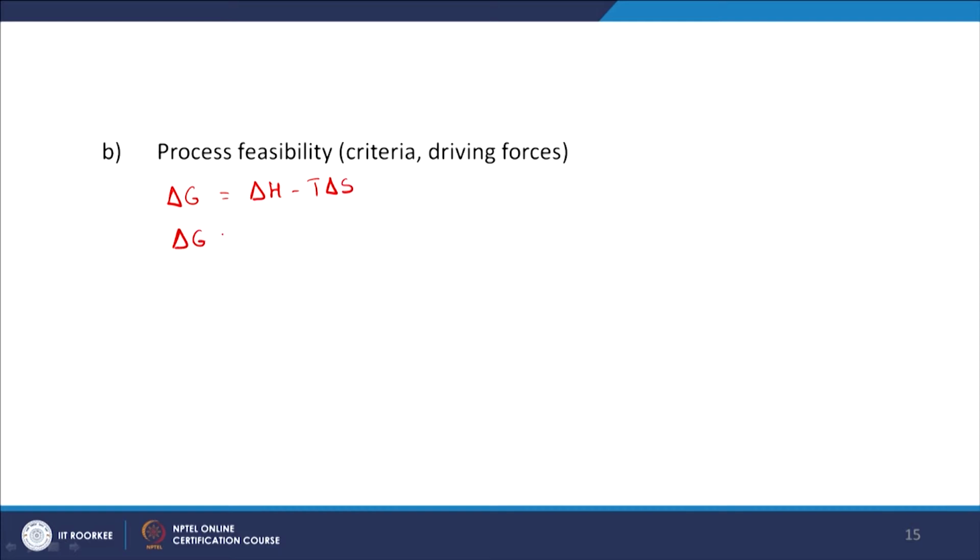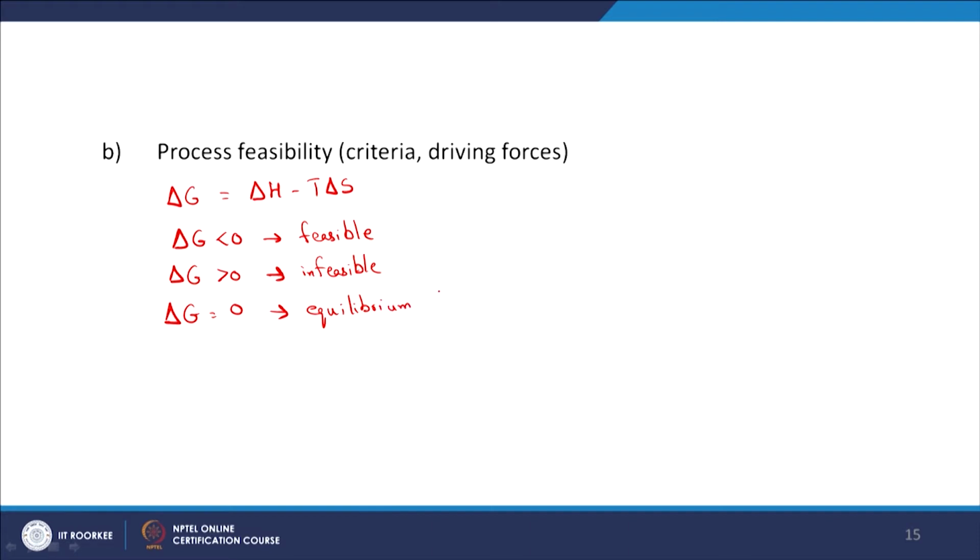So whenever delta G is less than 0, or negative, we say that the process is feasible. When delta G is greater than 0, we say that the process is infeasible. And when delta G is equal to 0, we say that the system is at equilibrium.